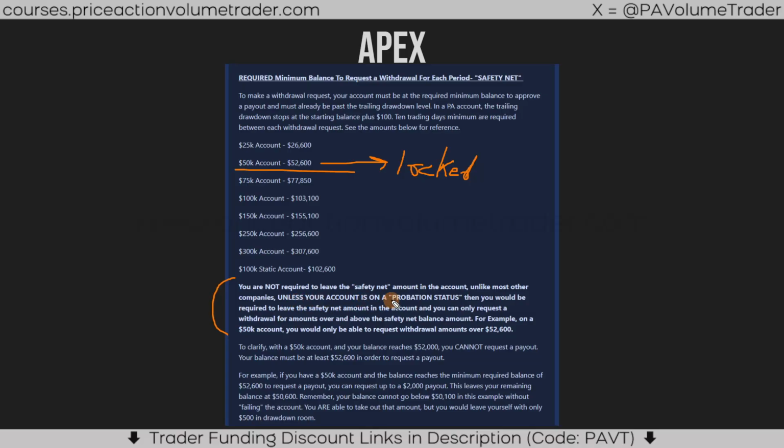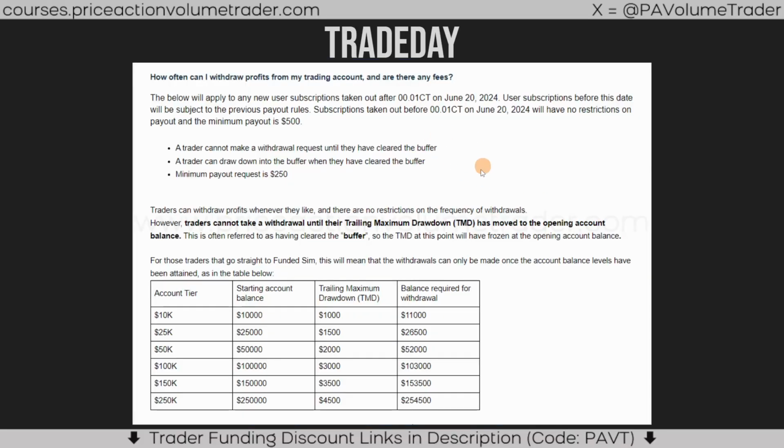Unlike other companies, unless your account is on a probation status, and so on. For example, on a $50,000 account, you would only be able to request withdrawals on the amounts over $52,600. So you are required to have this buffer threshold in order to take out profits. Okay, so you need to be above this threshold that they ask for when it comes to Apex. And then your balance again cannot go below $50,100 because this is where it's going to be locked. Okay, let's go into the next company, TradeDay.